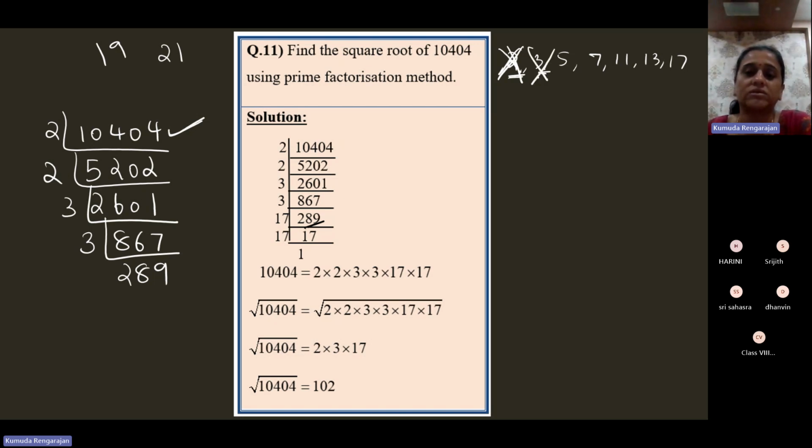Not divisible by 3. 5, no, not divisible. 7, divide and check. 289 and 7. 7 4s are 28. 7 1s are 7. 2 is the remainder. No, it's not divisible.